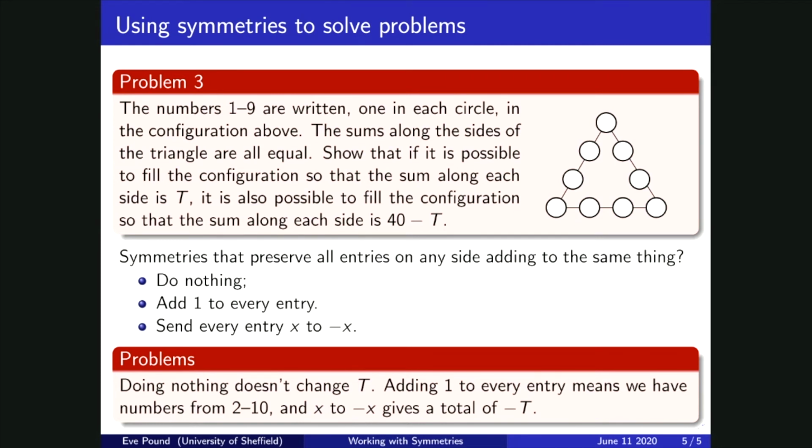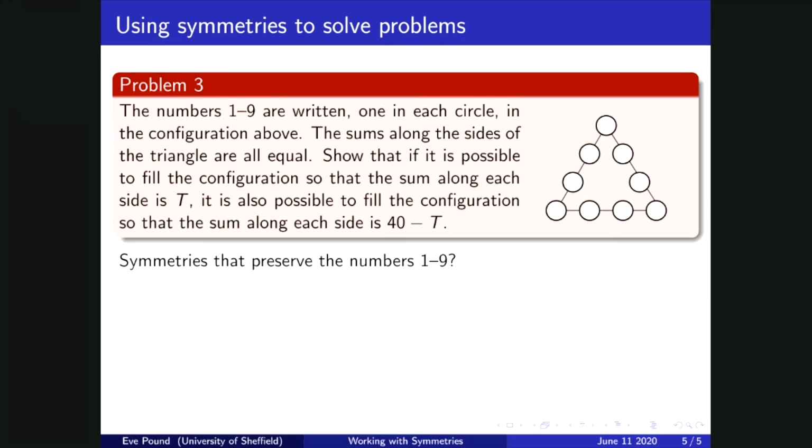Okay, and if we send every entry x to minus x, then we're going to get a total of minus t, which isn't what we want. We want 40 minus t. And we are going to preserve the sums along each side being the same, but we're going to have the numbers minus 1 to minus 9 instead of 1 to 9.